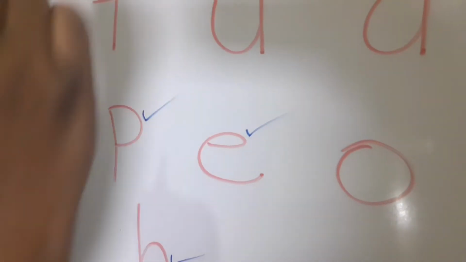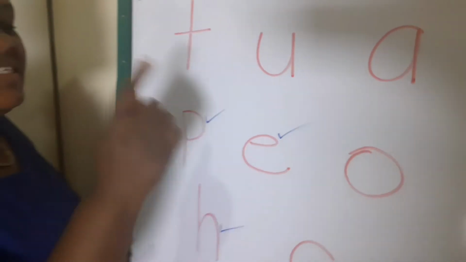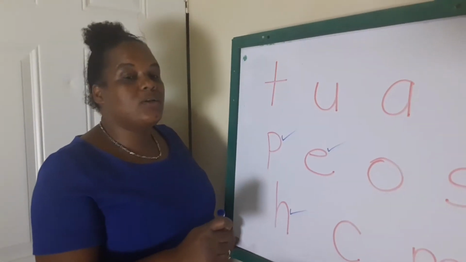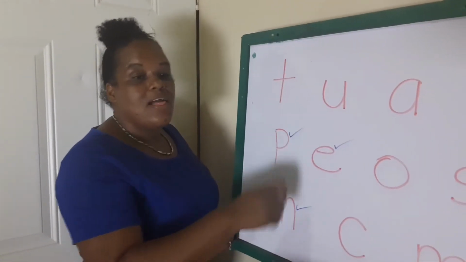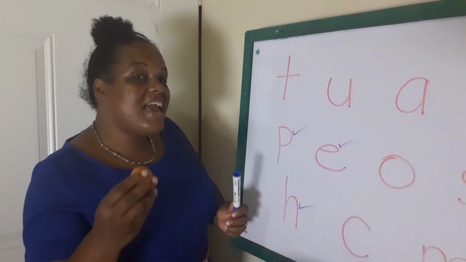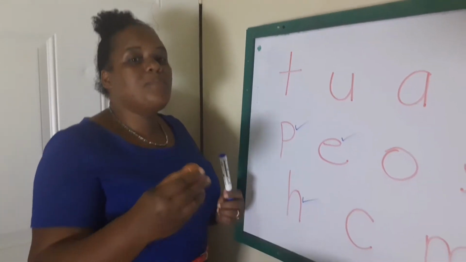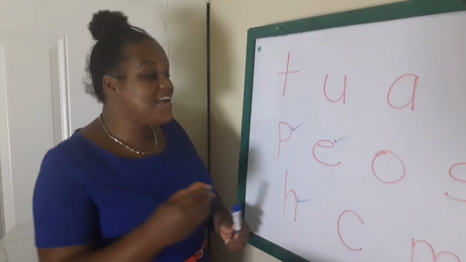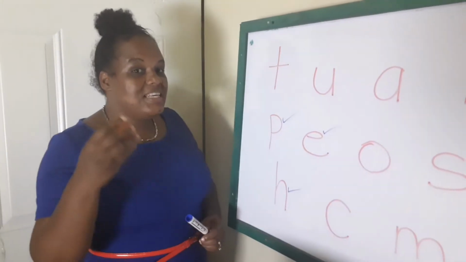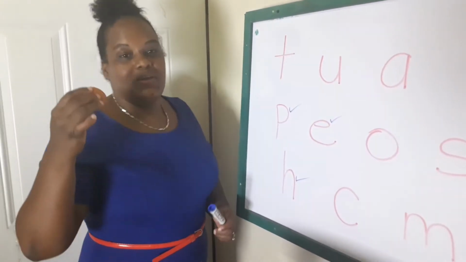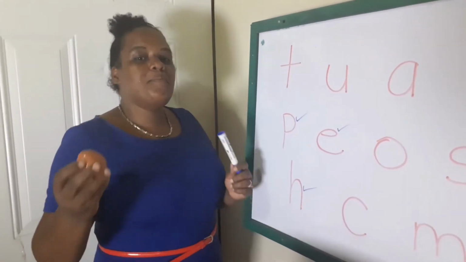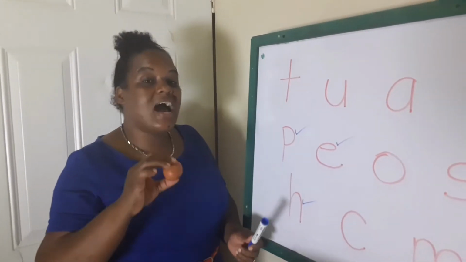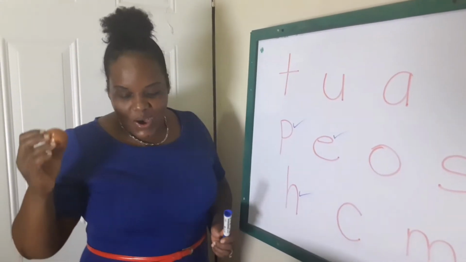Here it is. Letter E says E. And we can go ahead and sing this little song. The E says E. Every letter makes a sound. The E starts egg. Every letter makes a sound. The E starts egg. All right.